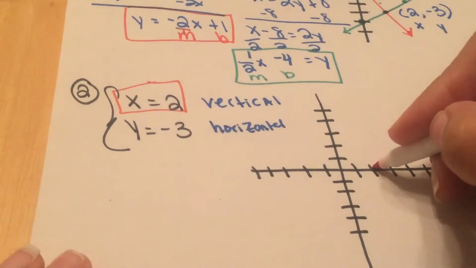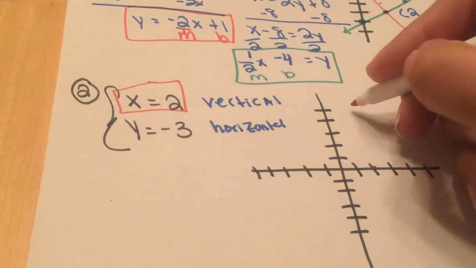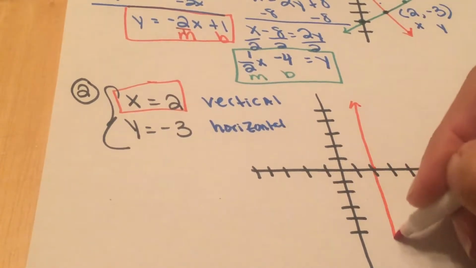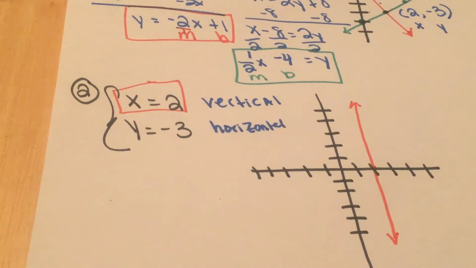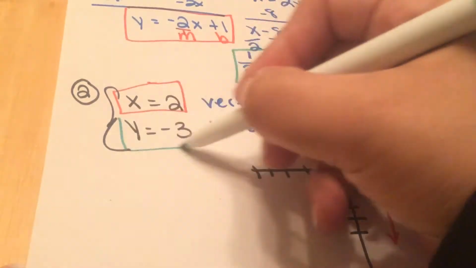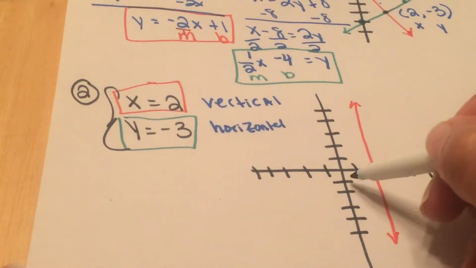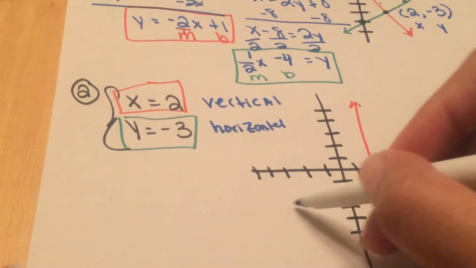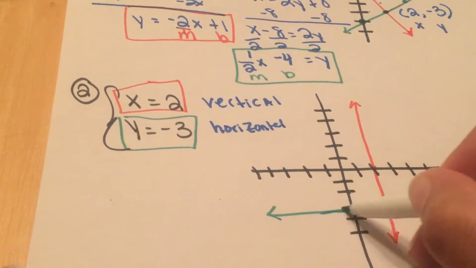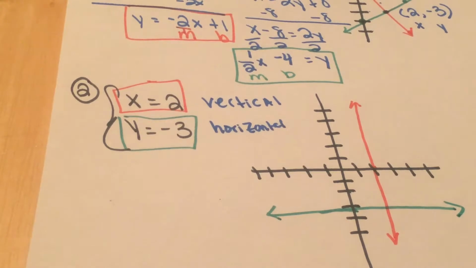So x equals 2, we know this is going to be here at 2. I'm just going to draw my vertical line as straight as I possibly can. And then I'm going to draw my horizontal line at y equals -3. Ooh, that was not super great.